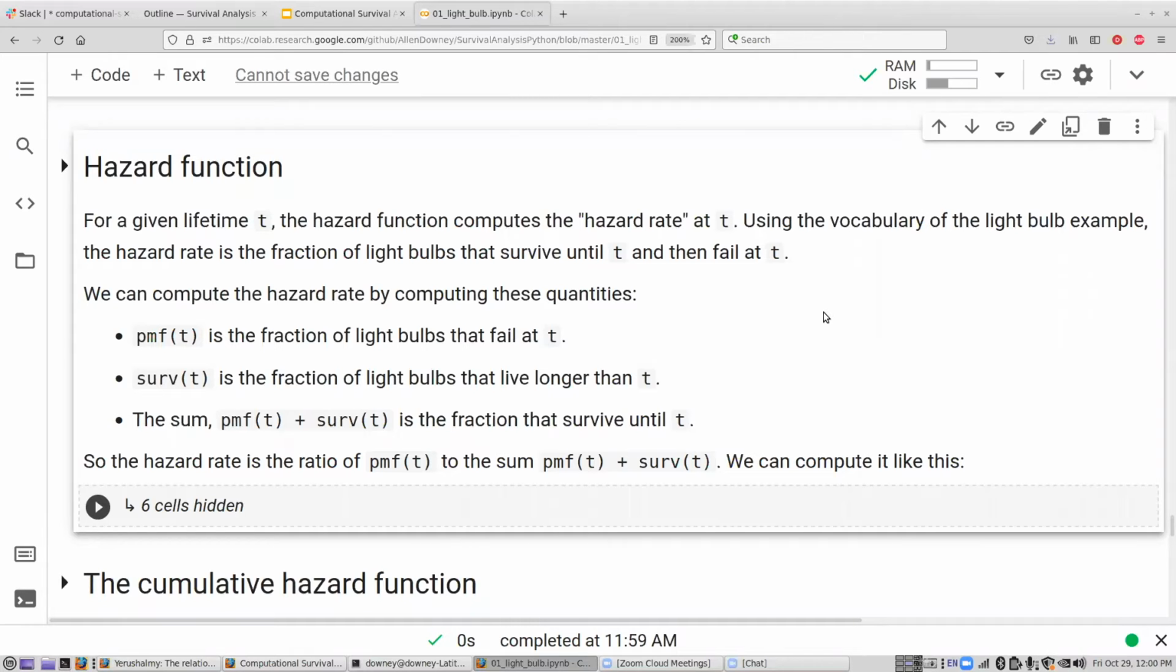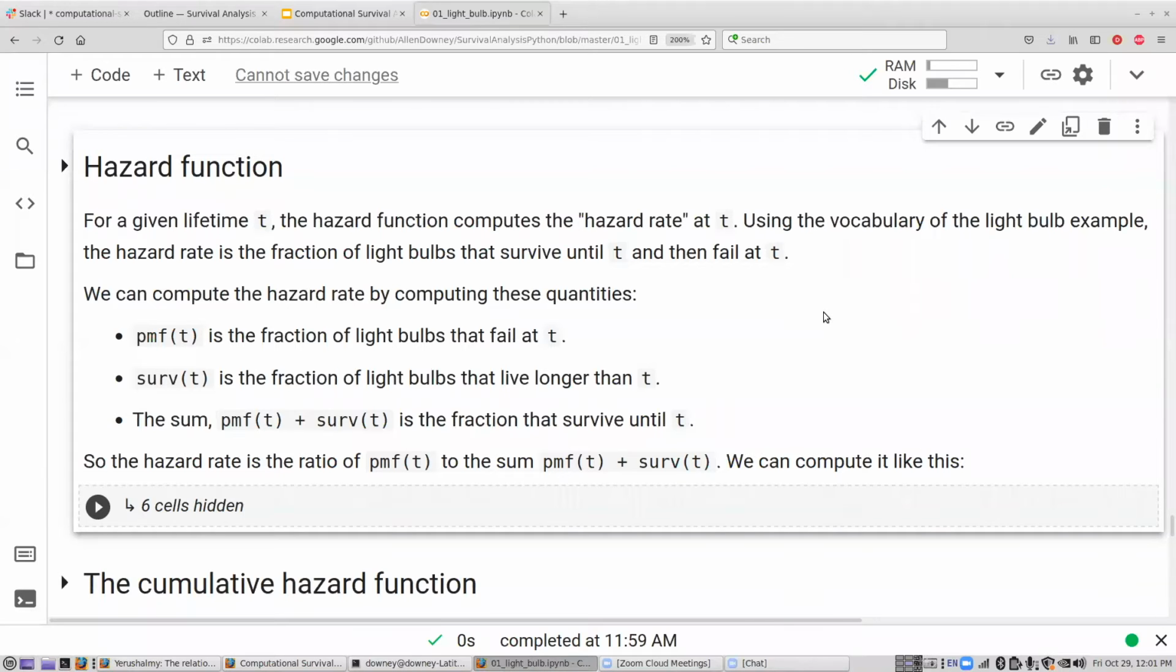The hazard rate is the fraction of light bulbs that survive until time t and then fail at time t. So you can think of it as the instantaneous danger, like how much danger are you in? If it's hour number 1524, what's the probability that a light bulb that has survived up until this point will expire at exactly that point? And in order to compute this, we need both the PMF and the survival function, because the PMF tells us what fraction of bulbs expired at t, and we will use the survival function to compute the fraction that were alive at t. And it's going to be the sum of two parts.